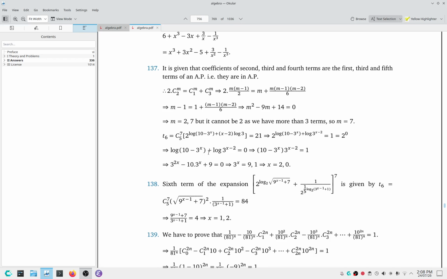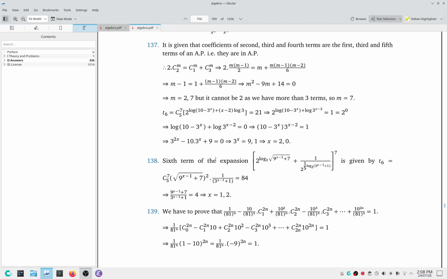Question 137, there might be a mistake here, okay? I'm not very sure. So it is the sixth term, right? Yeah, it is correct. Looks good to me.